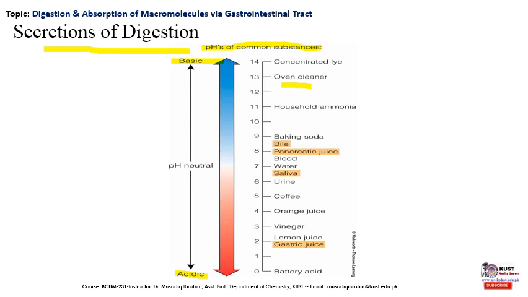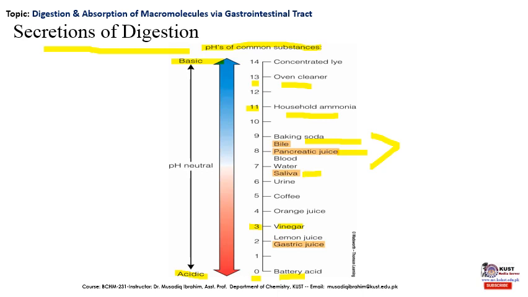For example, oven cleaner has a pH of 13, battery acid has a pH of around 0, vinegar has a pH of around 3, and household ammonia has a pH of around 11. So you can see that the bile and the pancreatic juice are slightly basic in nature, and they are being secreted into the small intestine.